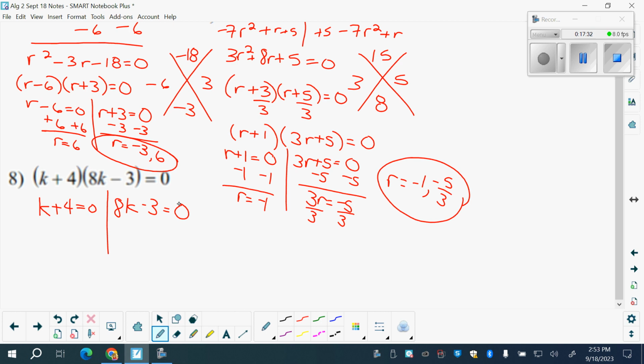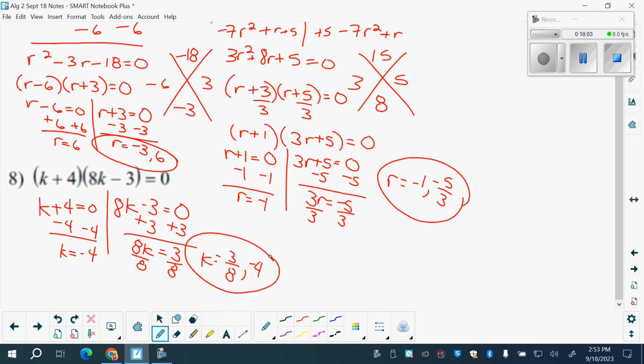Again, really common mistake to want to multiply them out, but that just is going to take more time, and then you're going to have to factor it and get back to there. So then we solve. We get k is equal to negative 4. So k is equal to 3/8 and negative 4.